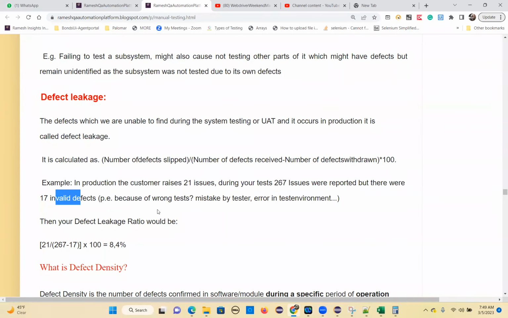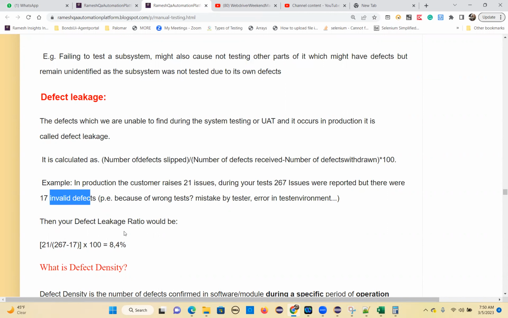So what do invalid defects mean? Wrong test, mistaken by the tester, misunderstood by the tester, you misunderstood the requirements, error in the test environment. All of this causes invalid defects. You are not able to reproduce it: you raised it, but you are not able to reproduce it again and again. Or you misunderstood the requirement. The requirement is different, but your understanding is different. That misunderstanding of the requirements is also considered an invalid defect.